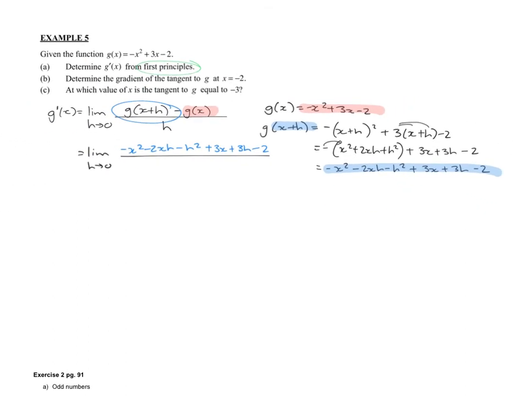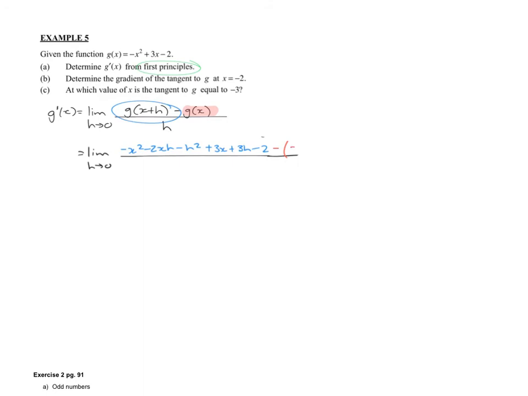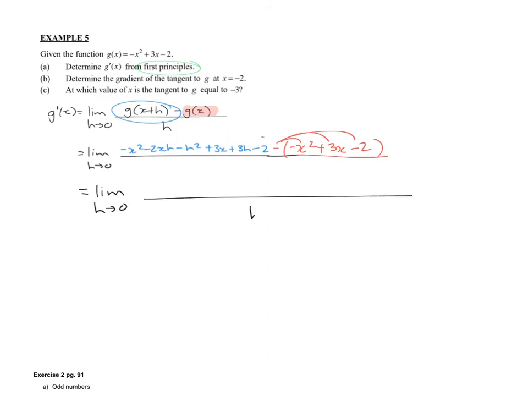Just make sure you give yourself enough space. Red. And then minus your g of x. I'm just going to have to move this. Okay, my g of x is negative x squared plus 3x minus 2. Right, so then that negative is going to be distributed. Don't forget your bracket. And then guaranteed you're going to cancel out everything that does not have an h term. So negative x squared minus 2xh minus h squared plus 3x plus 3h minus 2.